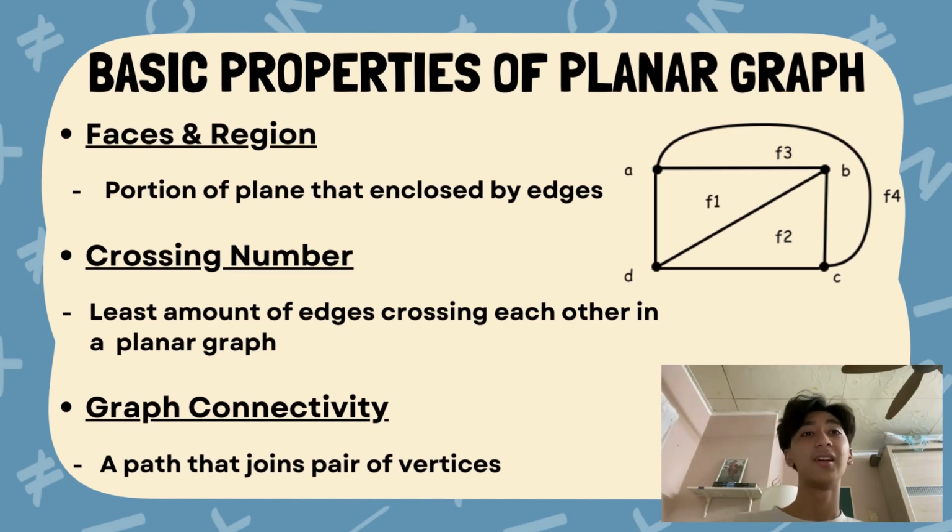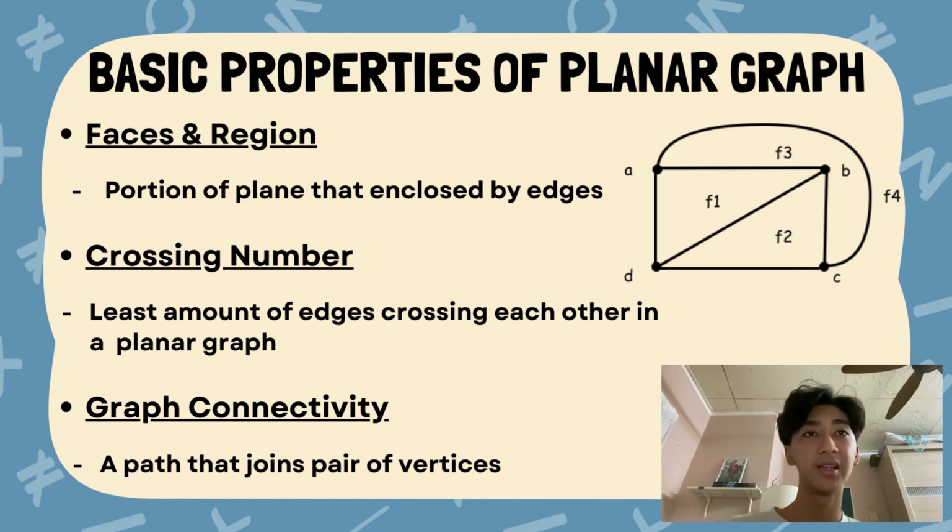After that, we're going to the basic properties of the planar graph. We have provided five of the basic properties of the planar graph. The first one is faces and regions. What are faces and regions? A face or region is a portion of the plane that is enclosed by edges. It is basically the area that is closed by the lines.